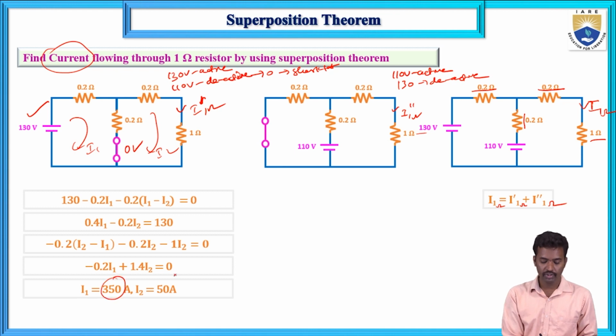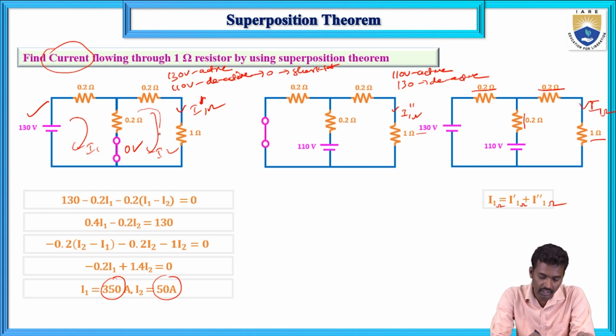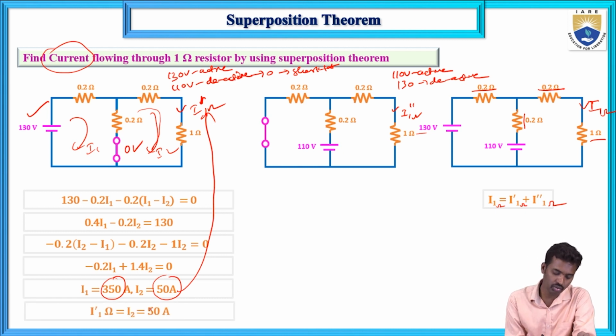I1 equals 350 and I2 equals 150. Here the individual response current I1 is through the 1 ohm resistor, which is different. This I1 is a mesh current and this 1 ohm current is a branch current. That is the individual response current. That current equals I2 dash, so I1 dash equals I2, that equals 50 amperes.